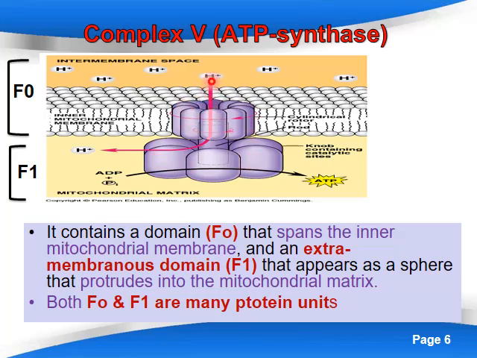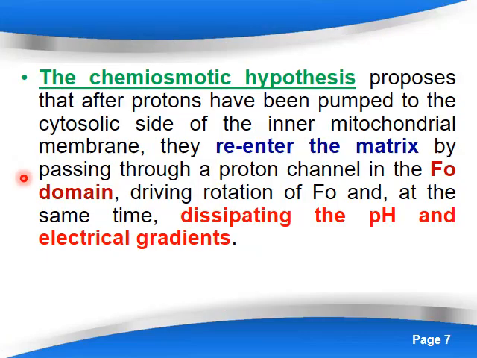The proton's only pathway to return to the mitochondrial matrix is through this complex, through F0. When it passes through F0, it stimulates a rotary motion, so this unit rotates. When it rotates, it activates the beta unit of F1, which is ATP synthase, converting ADP to ATP.